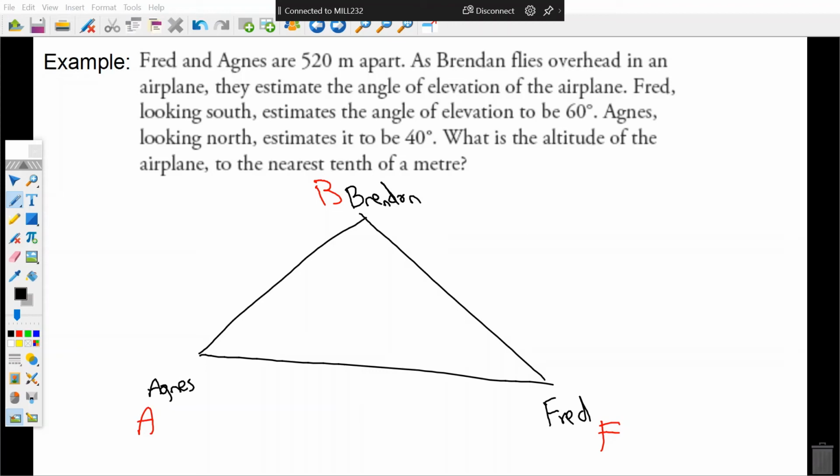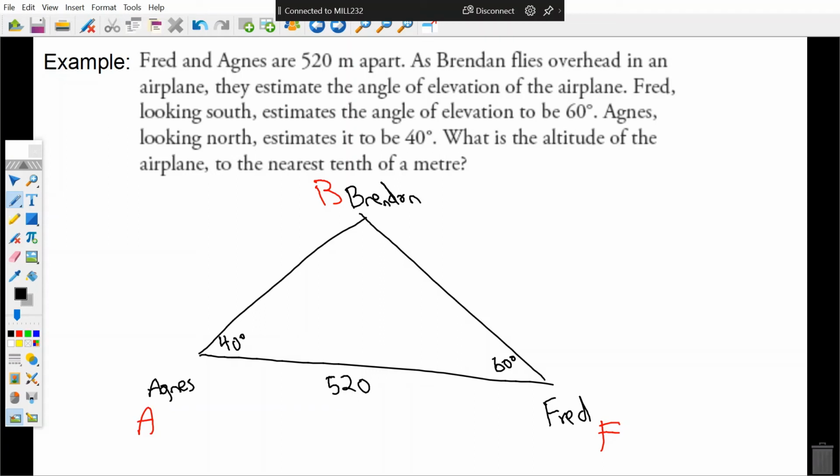Now, the first thing it tells us is that Fred and Agnes are 520 meters apart. So the 520 will go right there, as that's how far apart they are. Fred is looking south. His angle of elevation, so him on the ground looking up, is 60 degrees. Okay? Agnes, looking up at the plane, obviously, her angle of elevation is 40 degrees.